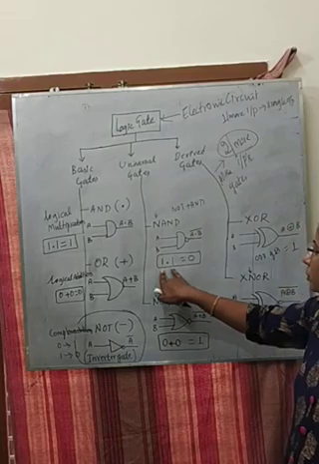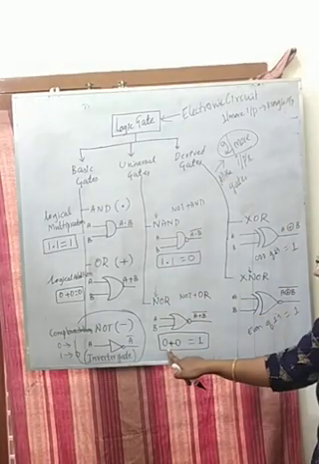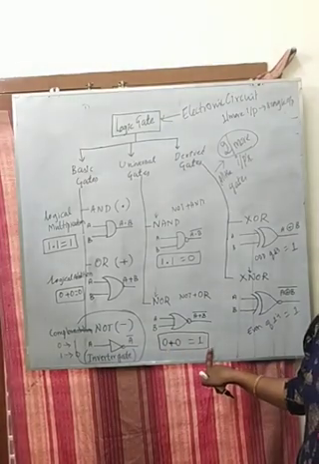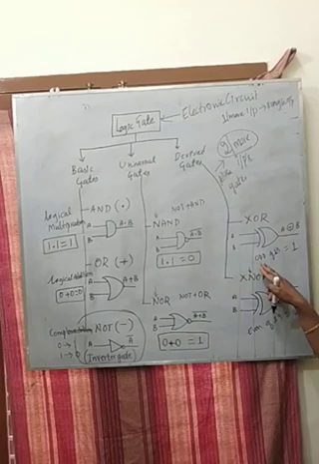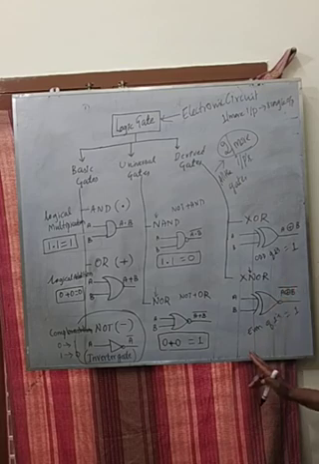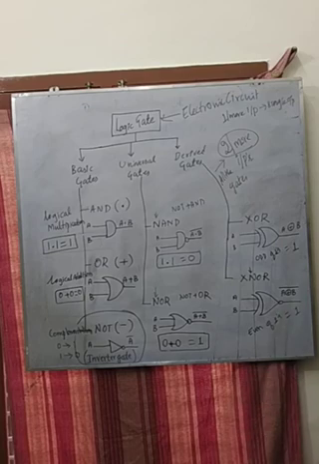Here for NAND, if all the inputs are 1, then you will get the result as 0. Otherwise 1. For NOR, if all the inputs are 0, then you will get the result as 1. Otherwise 0. For XOR, an odd number of ones gives you the result 1. Otherwise 0. That means even gives you 0. For XNOR, an even number of ones gives you the true result. Otherwise it is a false result.